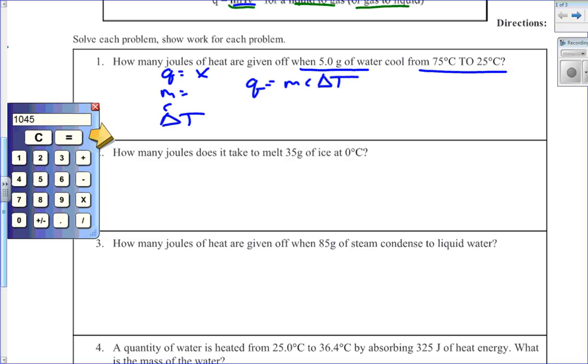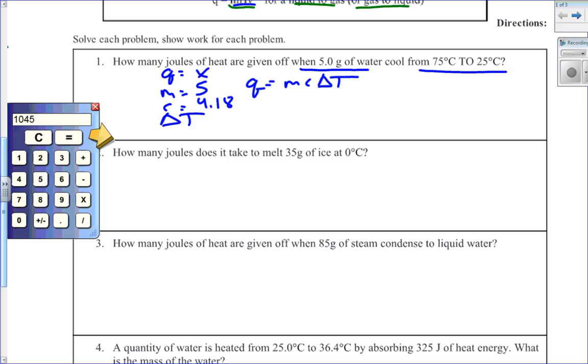The M, mass, you're looking for something that has grams attached to it. So we have 5 grams of water. That's going to be our mass. And now C, the specific heat capacity. That is not given for you in this problem, but you could look it up on the reference table. So go to the first page of the reference table, and you're looking for physical properties of water, and you'll see the specific heat capacity of water is 4.18.